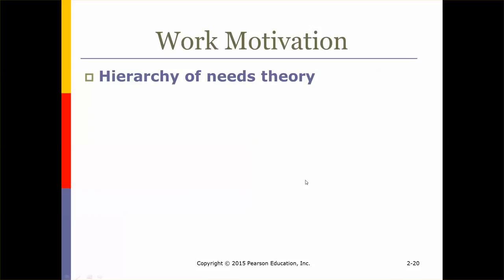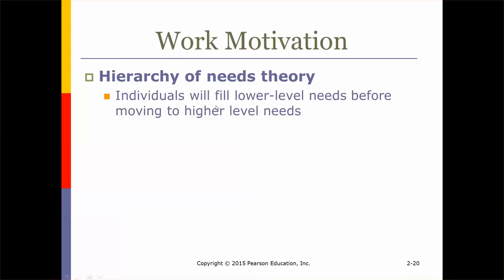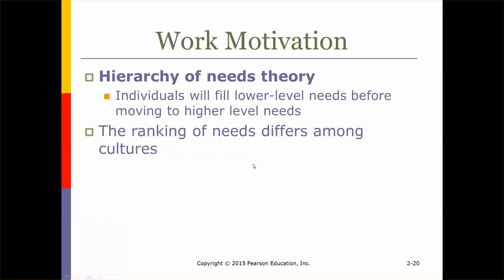Hierarchy of needs is another theory that determines what motivates people to work. And we're going to look at that for a moment. That theory was professed by Maslow, who developed Maslow's hierarchy of needs. In that theory, individuals will fill lower level needs before they move on to higher levels. We'll see a chart in a minute that'll make that a little bit clearer. The ranking of needs is different between cultures. So what we need in the United States may not be what someone needs in Bangladesh, or what someone perceives as a need in Southeast Asia or Africa.